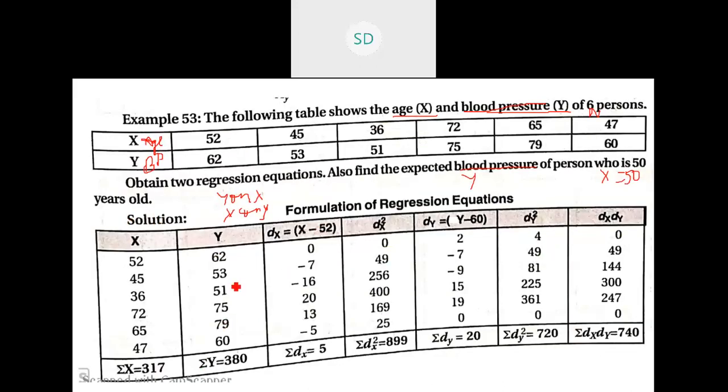Now let us see in the problem. X is there, y is there, then dx. For dx we have to consider the assumed mean. Since it's a first problem, they have also calculated the normal mean to show us the difference. Now how to calculate the normal mean? Just add all the values of x and divide it by 6. Even for y also, you're supposed to add up all the numbers and divide it by 6.